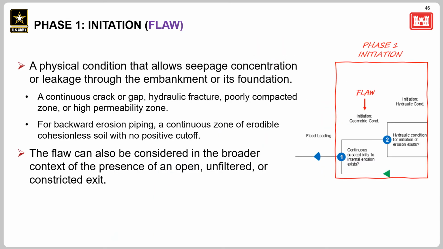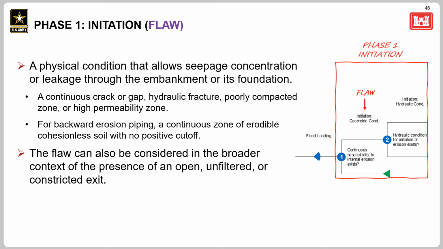You may have noticed on the previous slide that we can decompose initiation into 2 nodes on the event tree. The first node considering scenarios where the likelihood of a flaw is a primary factor in the event tree. That flaw can be a physical condition that allows seepage concentration or leakage through an embankment or its foundation. So that can be a crack, a void, the presence of erodible material, or a material incompatibility. So we focus our site characterization and investigations on understanding whether the likelihood of a flaw exists or what that likelihood might be. Then we consider as the second node hydraulic conditions that might initiate internal erosion at that flaw.